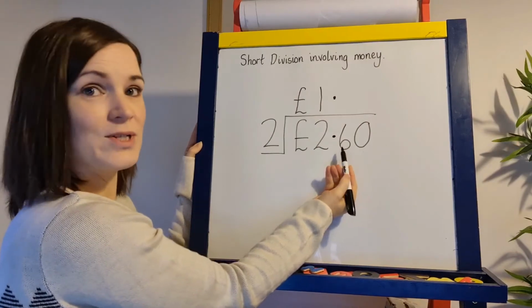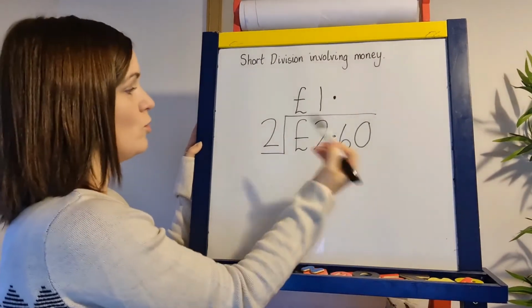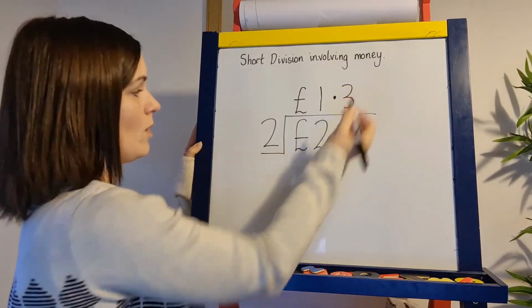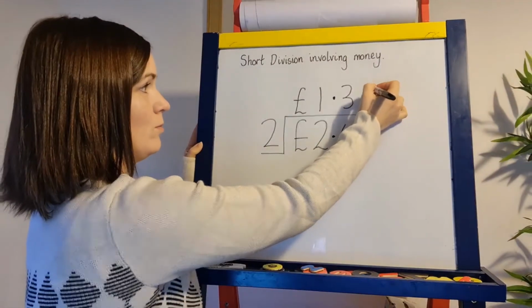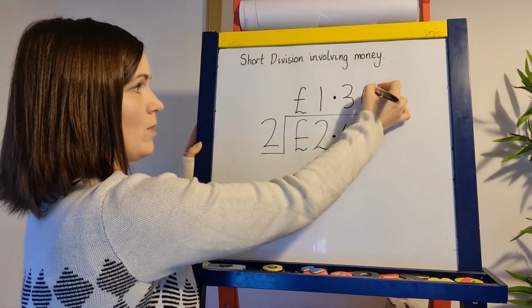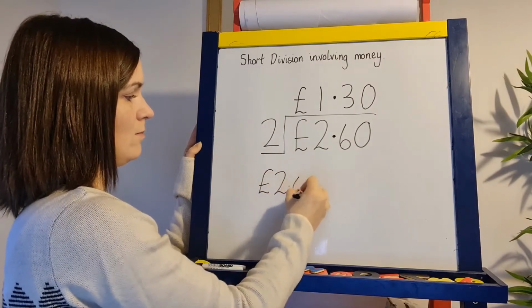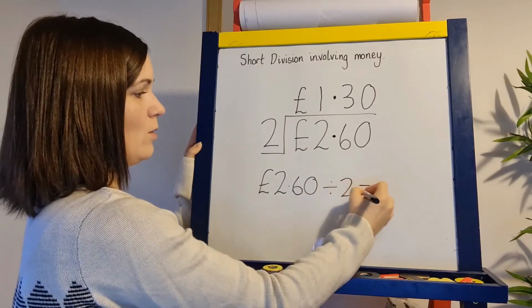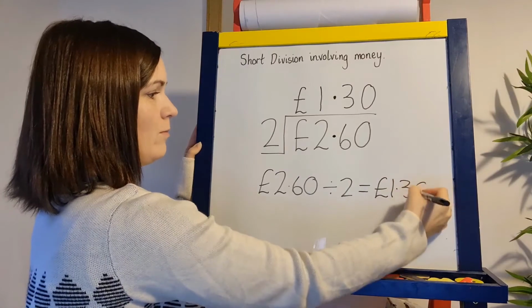You've then got the number 6. 6 divided by 2 is 3. 2, 4, 6, that's 3 2's. And then 0 divided by 2 is 0. And there you have £2.60 divided by 2 equals £1.30.